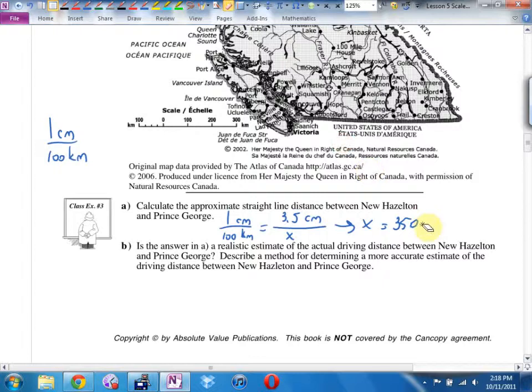And then Part B asks the question that I just talked about. Is the answer a realistic estimate for the actual driving distance? No. Flying? Sure. Driving? No, because roads wind. And again, if you wanted to find the actual driving distance, a piece of string works fine.